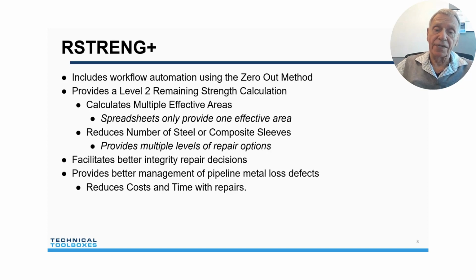Provides a number of steel or composite type sleeves. It reduces the cost on those and the number of them. Provides multiple levels of repair options. Facilitates better integrity repair decisions. Along with it provides better management of the pipeline metal loss defects by reducing the cost and the time with repairs.